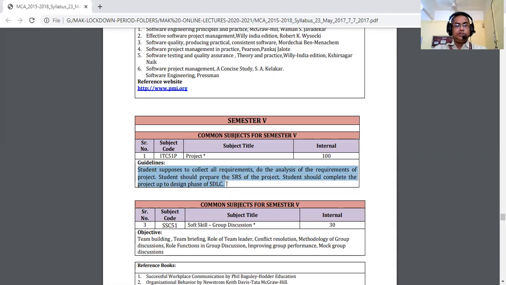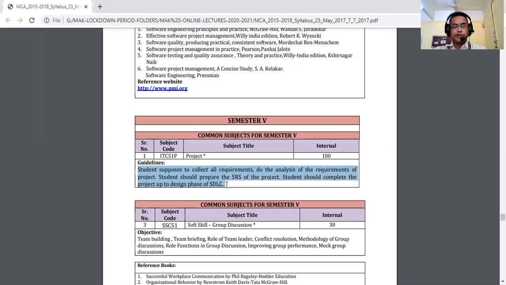We can take it as a guideline that students are supposed to collect all the requirements, do the analysis of requirements of the project, prepare the SRS of the project and then complete the project up to the design phase of SDLC. Though it is given as SDLC, we can take it for any particular web project, mobile computing, Android project, IoT project, or AI project.